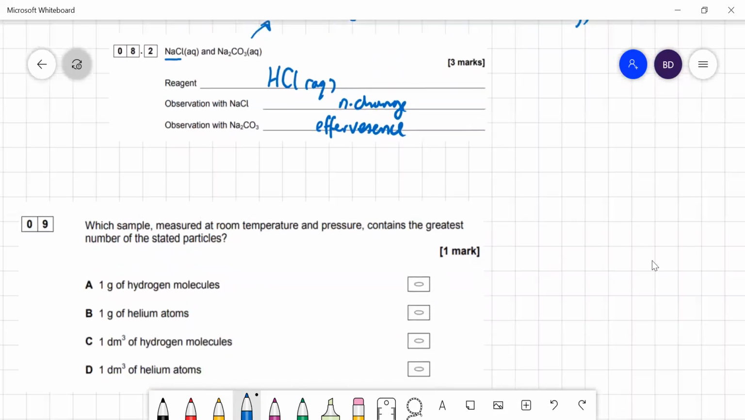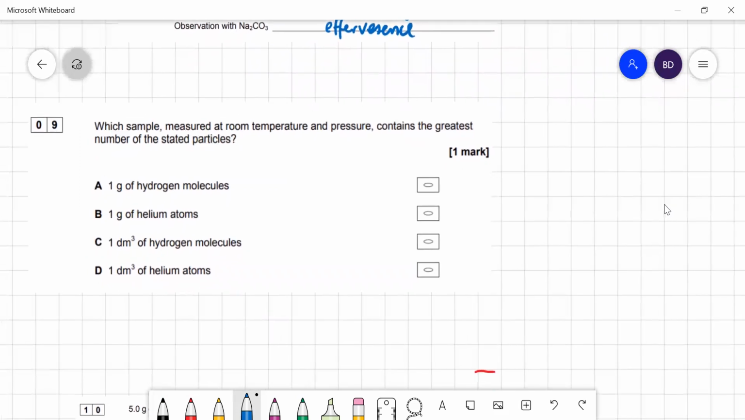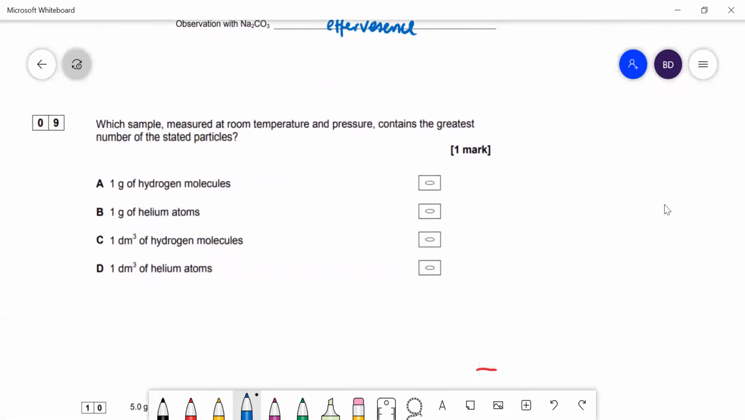Right, onto the multiple choice questions then. Which sample measured at room temperature and pressure contains the greatest number of the stated particles? Okay, so if you want to find out the number of particles, you've really got to find out the number of moles, haven't you? And multiply by the Avogadro constant. Let's call the Avogadro constant L. So how many moles of hydrogen molecules have you got? Well, H2 has got an Mr of 2. So you've got half a mole. So the number of particles is going to be half times the Avogadro constant.